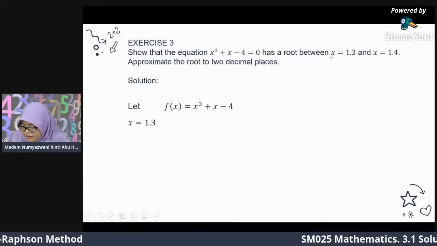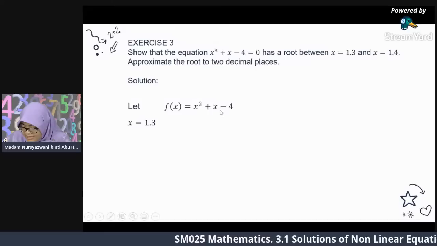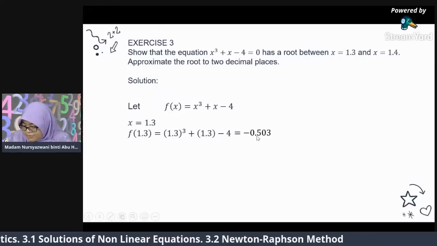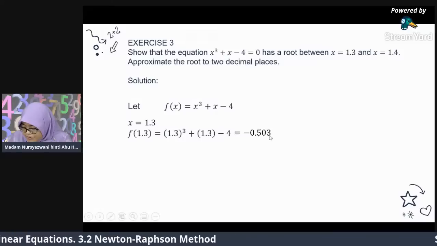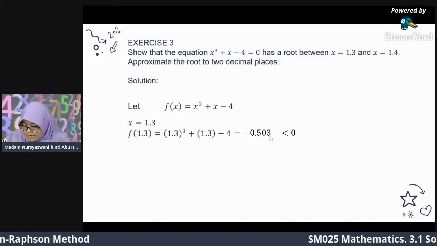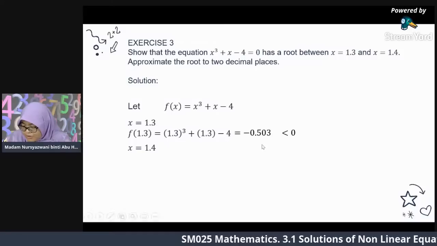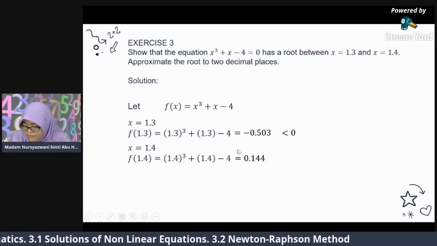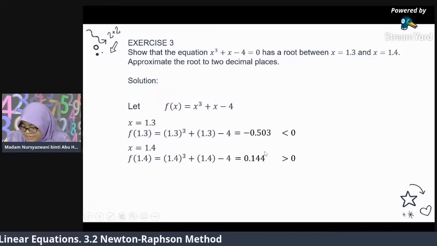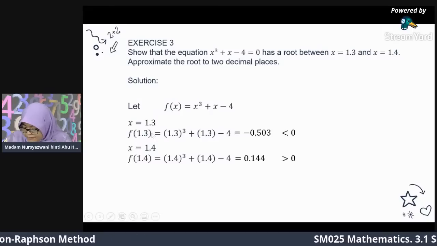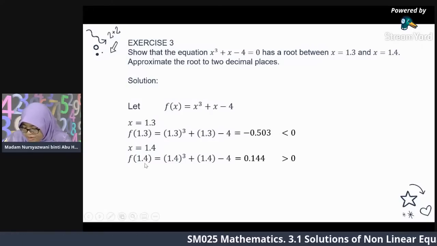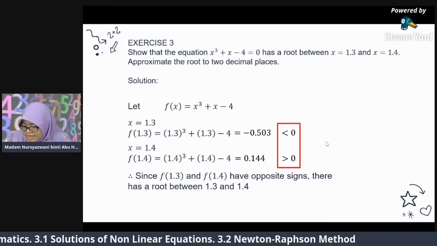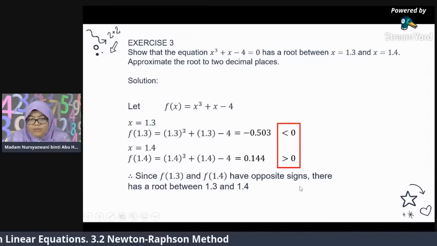Then we substitute x equal to 1.3 into the f(x) expression and we get negative 0.503. So this value is less than 0. Next, we substitute x equal to 1.4 into f(x) and we get 0.144. So this value is greater than 0. Since f(1.3) and f(1.4) have opposite sign, so there is a root between 1.3 and 1.4.